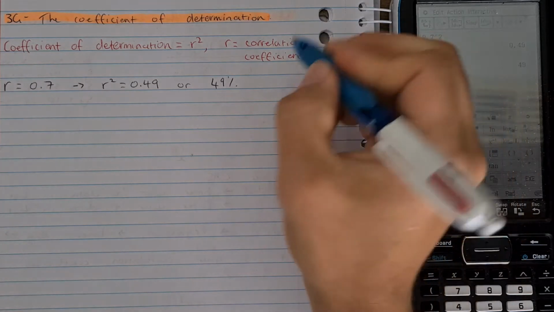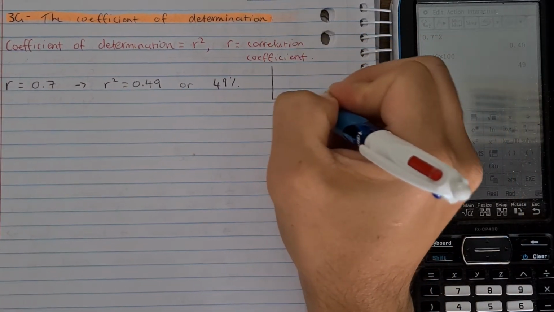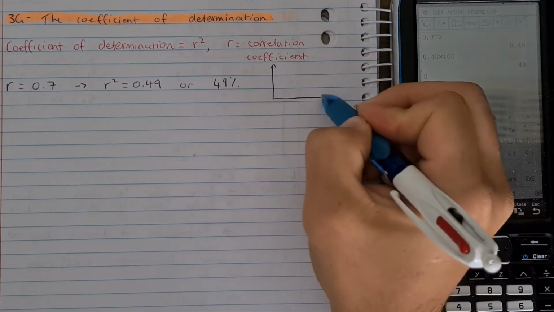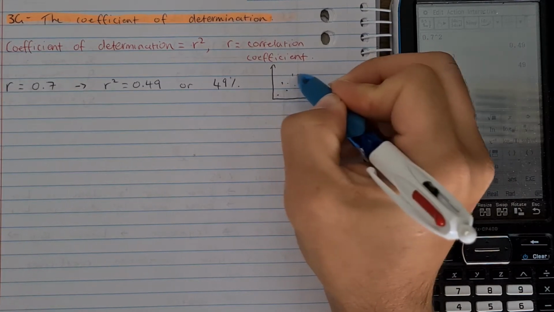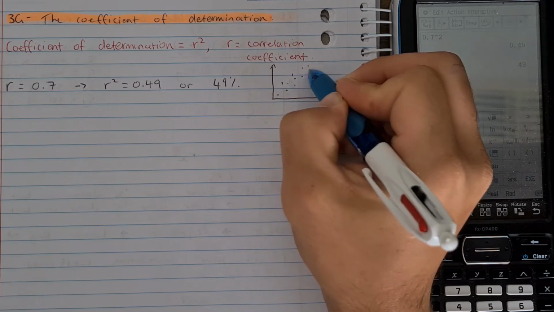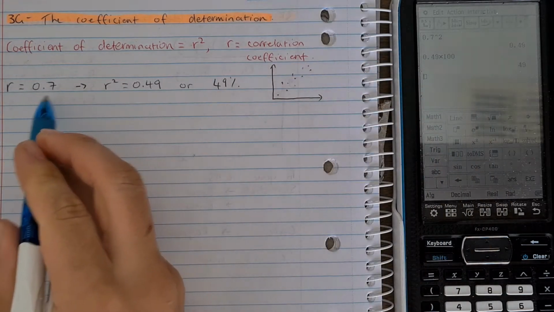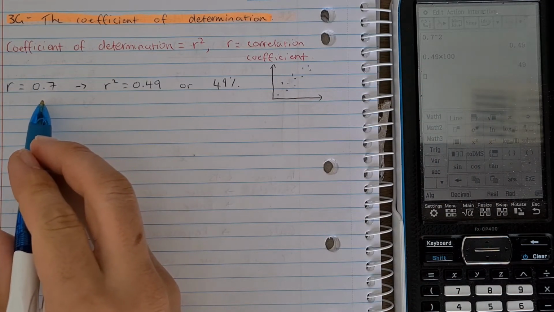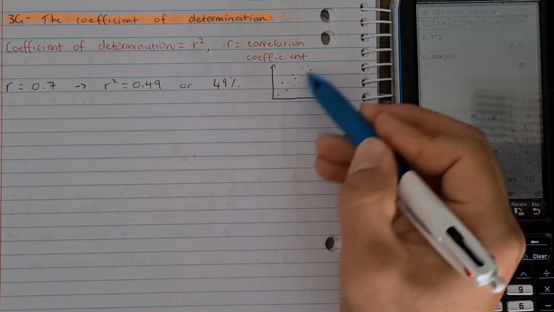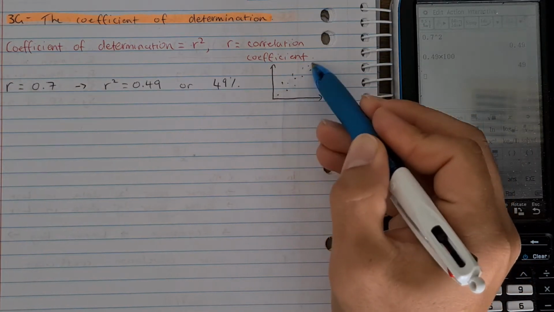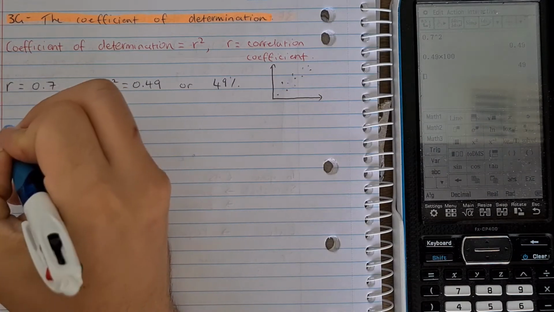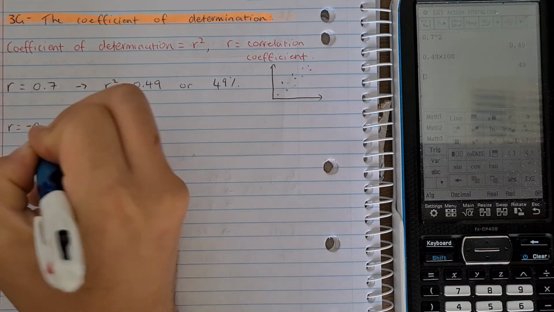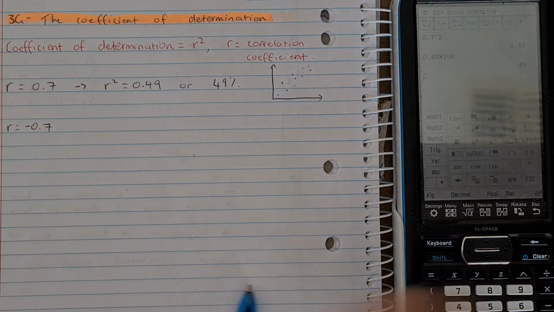Now, if we think about the strength of a scatter plot with r of 0.7, it might look something along the lines of this, okay? Because r is a positive number and it's 0.7, so the form is fairly strong. It's going to have a positive upward trend that is fairly linear. What happens if we look at r equals negative 0.7 though?